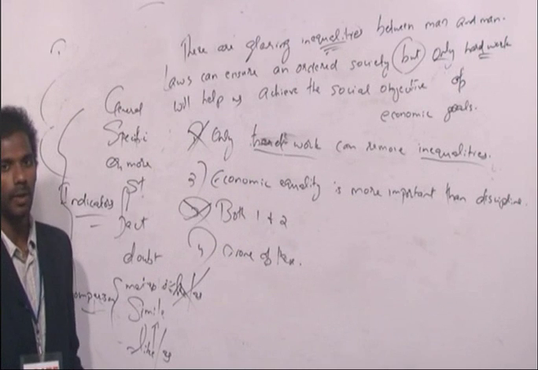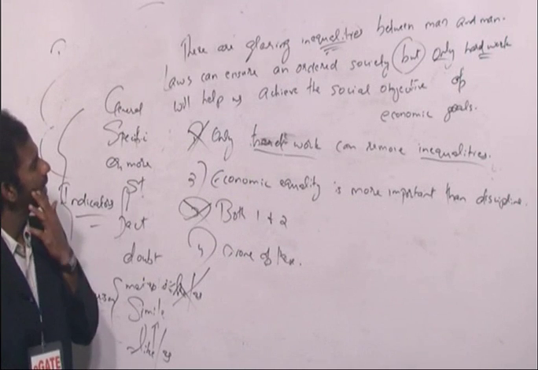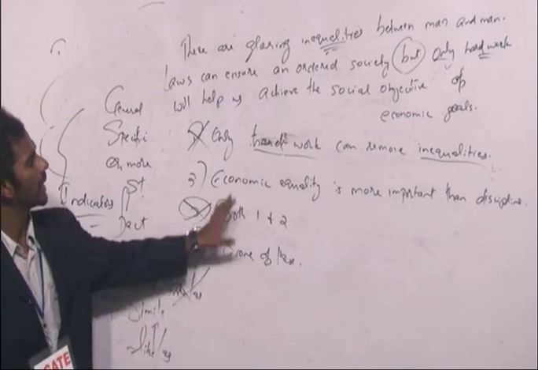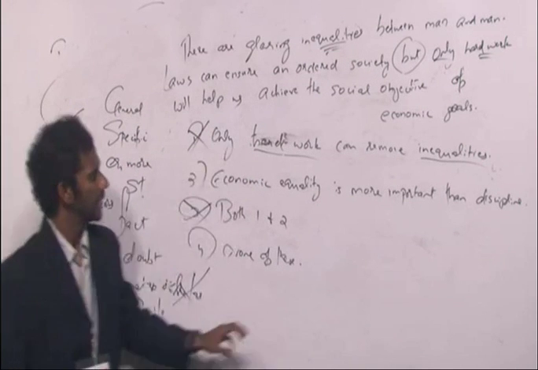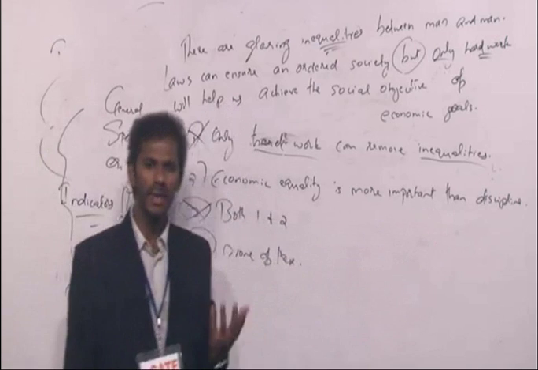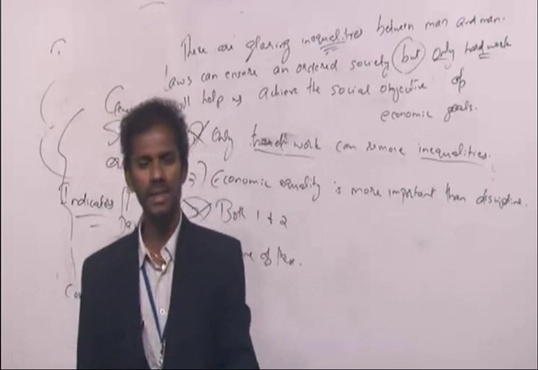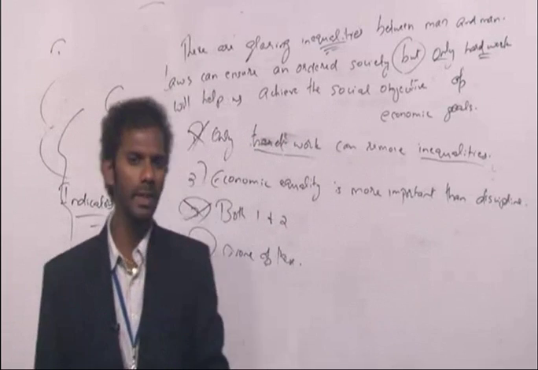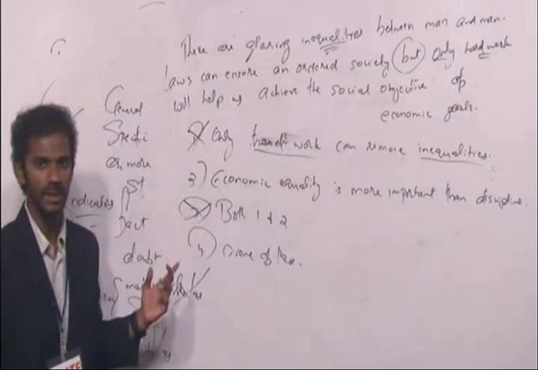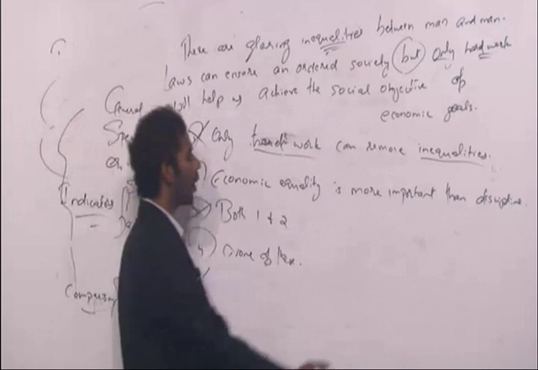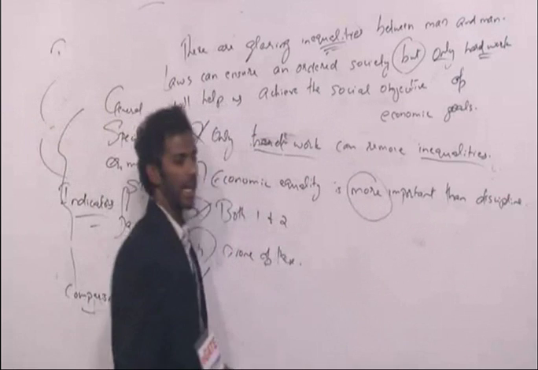Economic equality is more important than discipline. Equality is okay. It says glaring inequalities, but economic equality is not mentioned there. Leave it. Discipline can in a way be related to ordered society. Ordered society means a disciplined society. But a simple reason for eliminating option 2 is, option 2 says economic equality is more important than discipline.